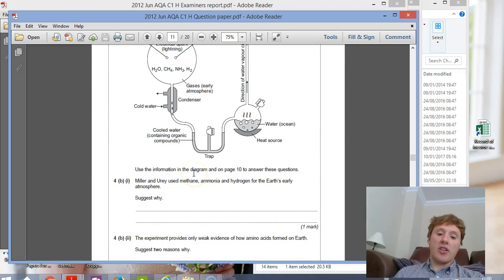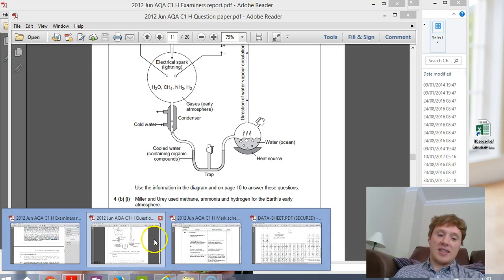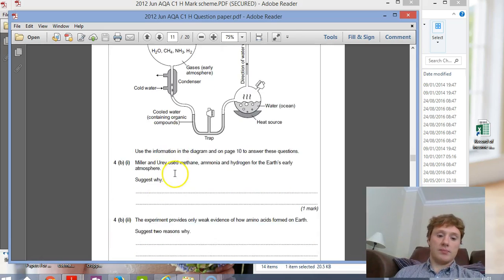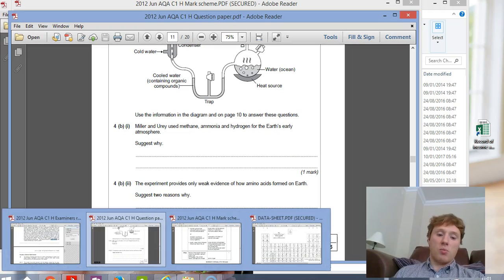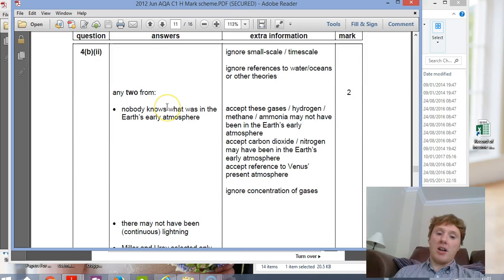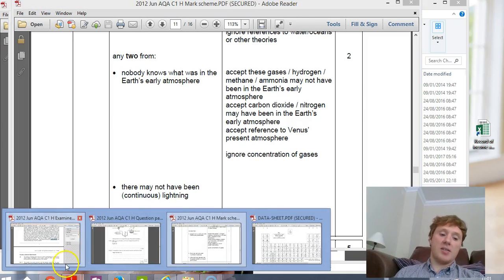Use the information on the diagram and page 10 to answer these questions. Why did they use methane, ammonia, and hydrogen? I'll kind of give you the answer to that. Because they were the molecules in the early atmosphere. This evidence only provides weak evidence. Why? Off you go. Because nobody knows what the Earth's early atmosphere was like. They may not have been using continuous lightning. They only selected gases that produced amino acids.